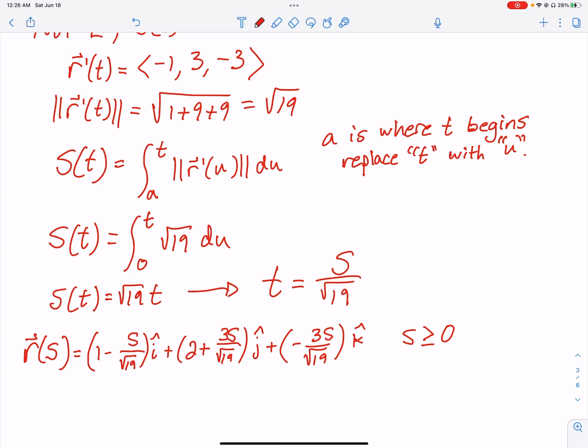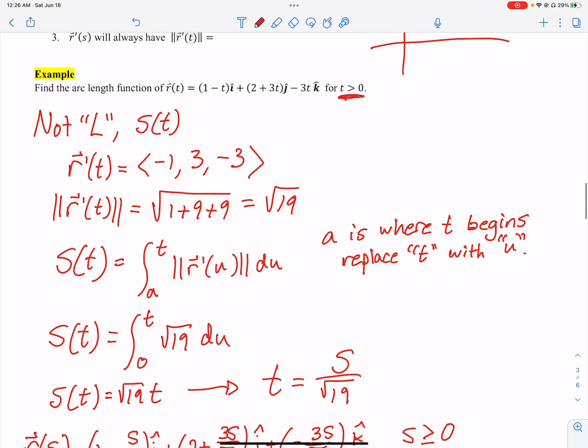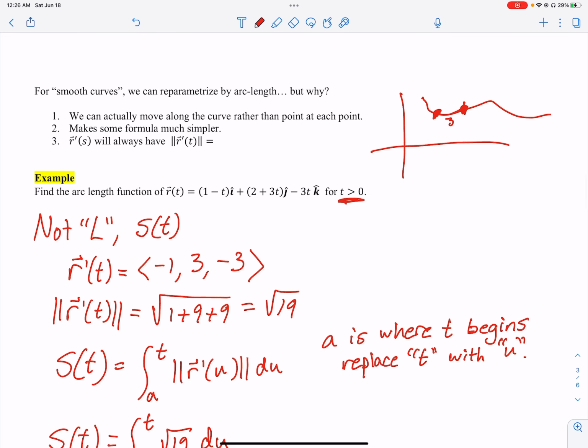All right. This r prime of s, this should be an s right here. So go ahead and do me a favor. I'm sorry, that's a typo. This will always be a tangent unit vector. So this will always be 1. Right? And that's talking about the rate of change with respect to arc length. Okay.